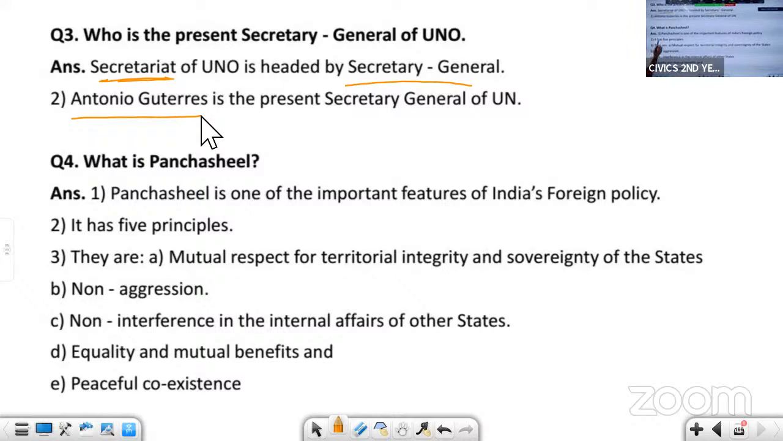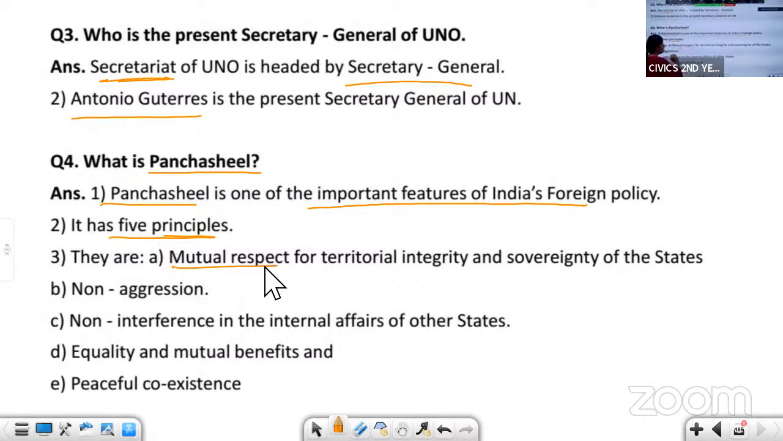Then next is, what is Panchsheel? Another repeated question for 2 marks. Okay, it is another repeated question. So what is Panchsheel? Panchsheel is an important feature of India's foreign policy. Okay, so Panchsheel means 5 principles. So what are the 5 principles?